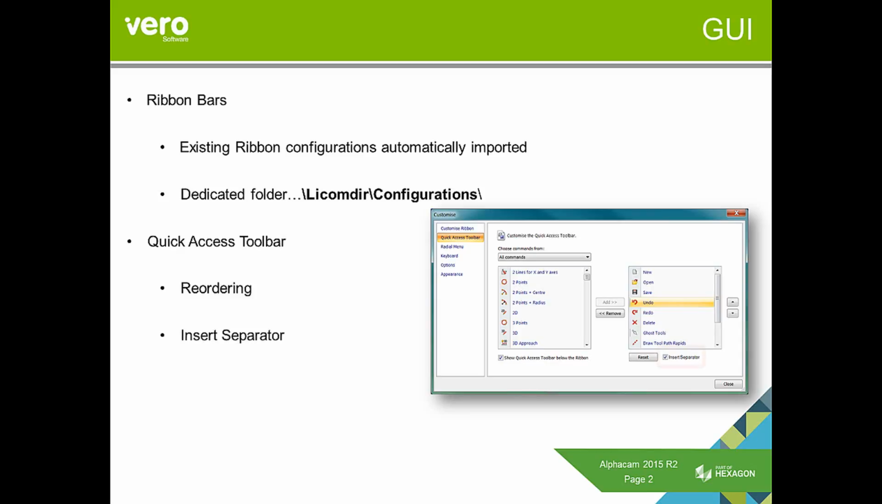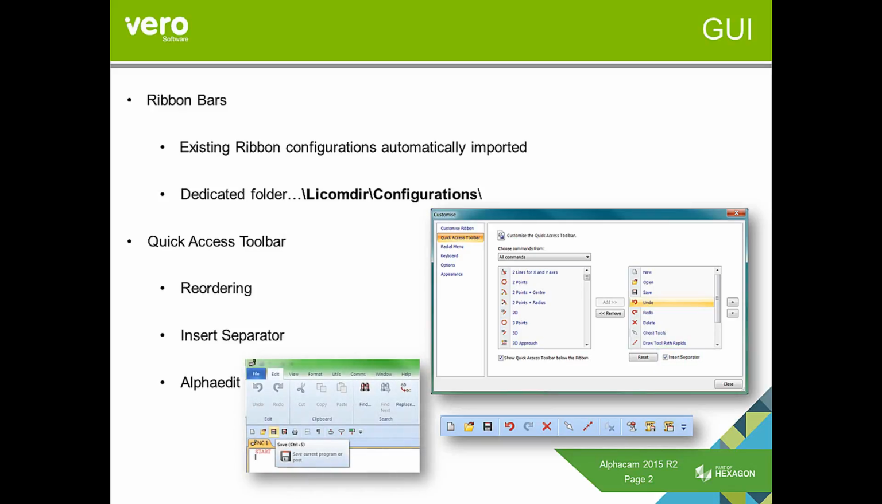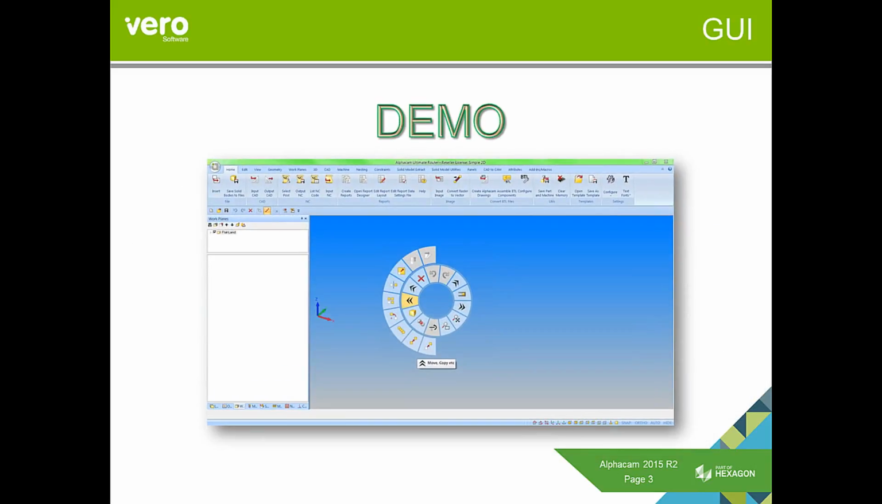We've added the option to insert a separator. This just puts a little bar next to the command, which can separate them out into sections of applicable commands. It just makes it a little bit easier for you to view and use. And we've also added the quick access toolbar into AlphaEdit. So let's have a look at these features now within Alphacam 2015 R2.